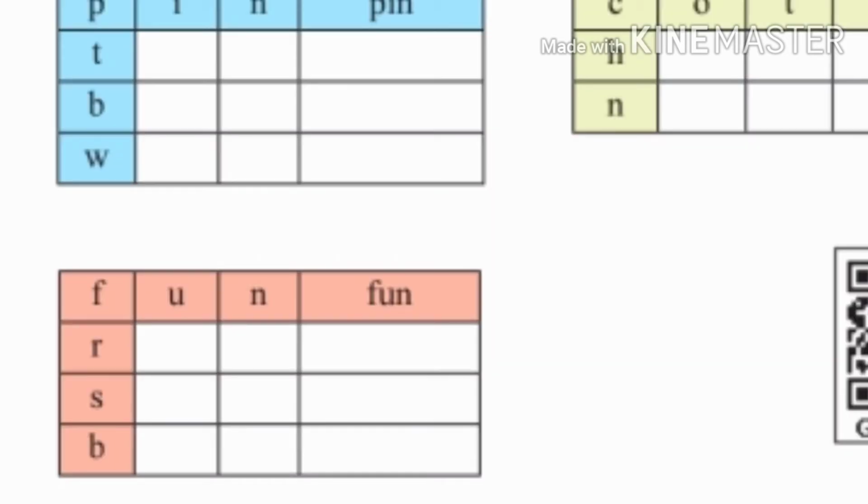Now come to the fifth box. In this box also one example is already done for us. FUN, fun. In this word UN, these two letters are used after F and we get the word fun. In the same way we can use these two letters UN after the remaining letters, means after R, after S, after B, and we get the words run, sun, bun.